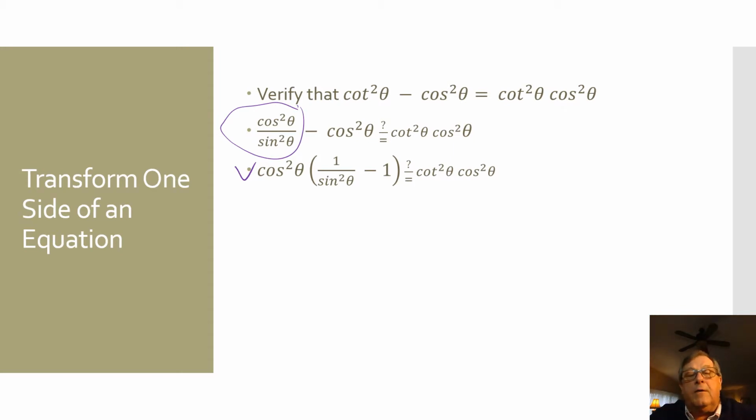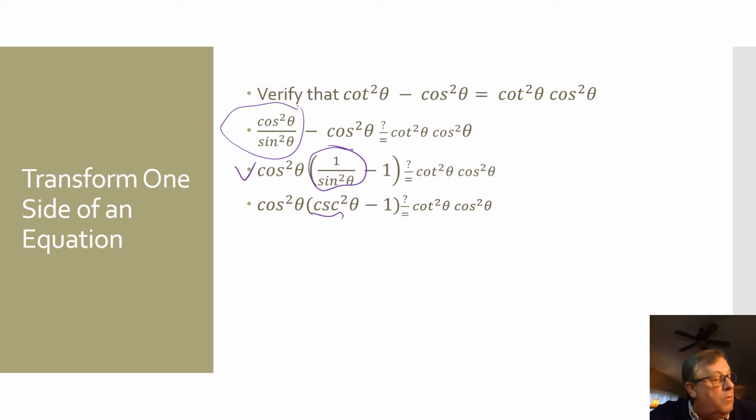Now, I'm looking here at this 1 over the sine squared of theta. Well, we've got a reciprocal identity that says that 1 over the sine is equal to the cosecant. So 1 over the sine squared of theta is going to equal the cosecant squared of theta. And that we see right here. We transform this 1 over the sine squared of theta to this cosecant squared of theta minus 1. Now, we have cosine squared of theta times the cosecant squared of theta minus 1. We're questioning whether that equals the cotangent squared of theta times the cosine squared of theta.